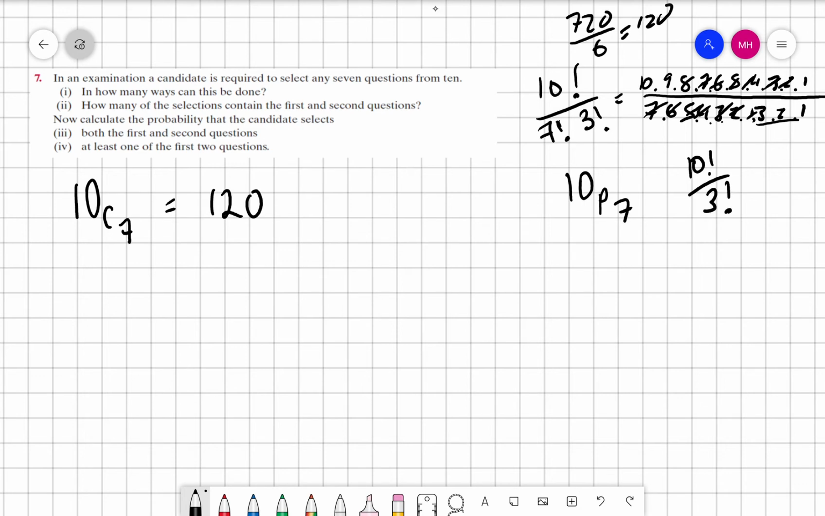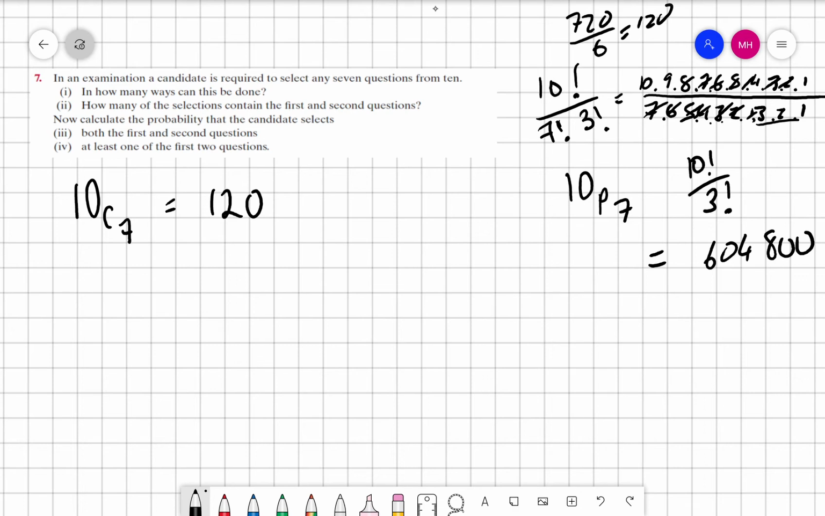The permutation would give you a larger answer. You're getting 10 factorial divided by 3 factorial, so you're left with 10 by 9 by 8 by 7 by 6 by 5 by 4. And that's why your 10P7 is a much larger answer: 604,800.